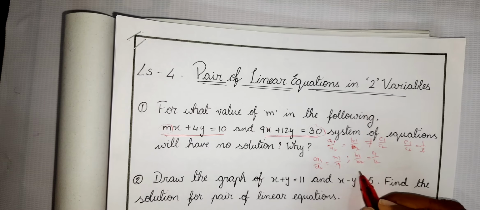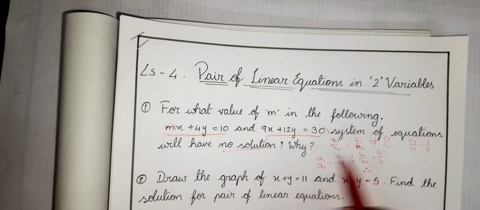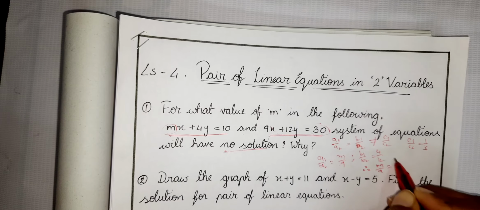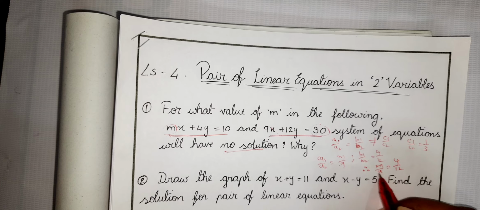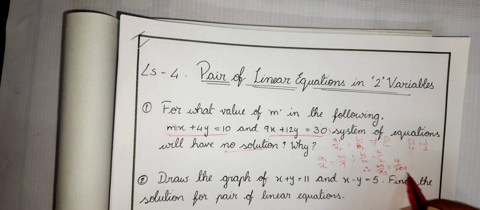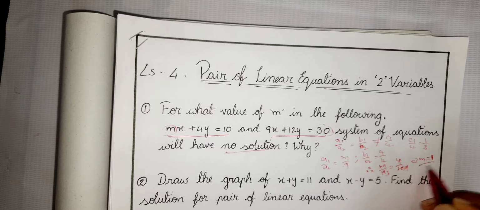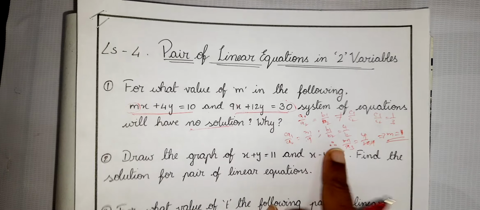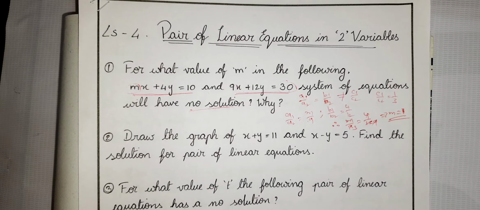Because he is already saying that there is no solution, these must be equal. So m by 9 is equal to 4 by 12. 3 3s are 9, 3 4s are 12, which implies m is equal to 1. So when m is equal to 1, automatically the system of equations will not have any solution.